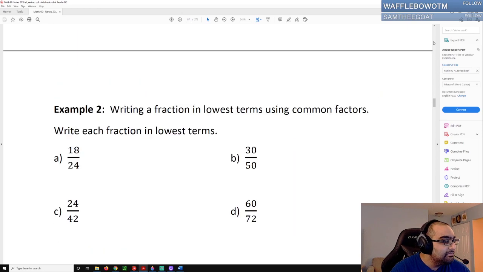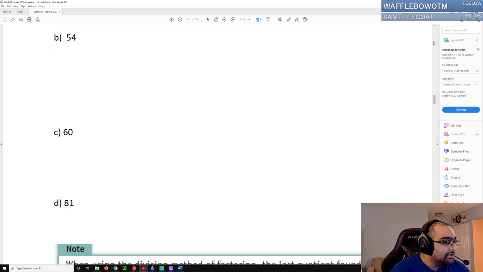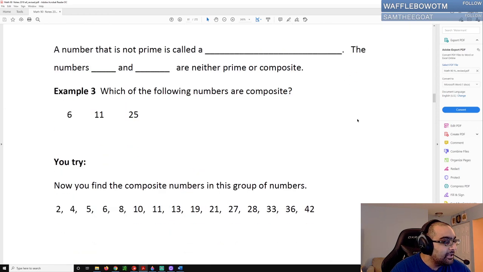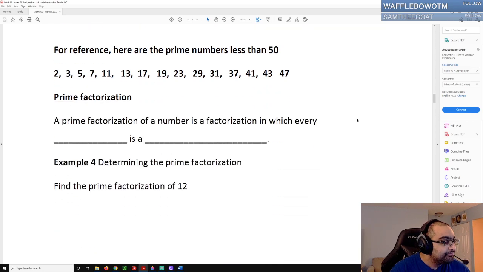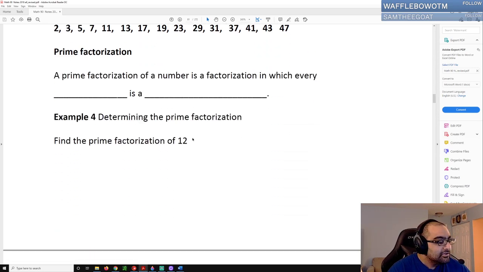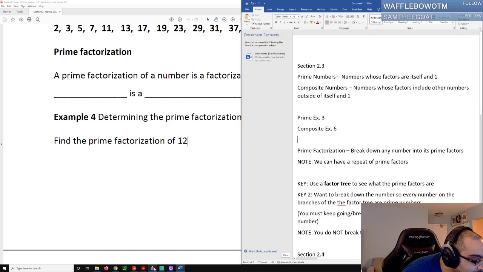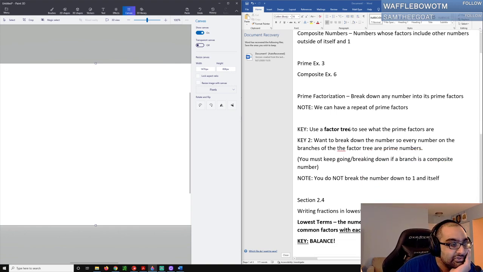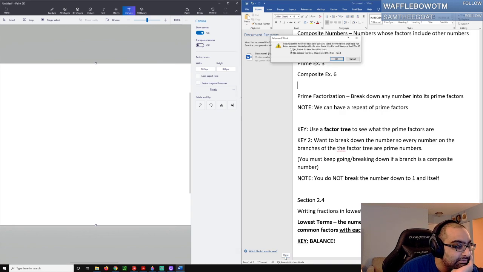So we'll go to the handout here. All right. The first thing we'll do is find the prime factorization of 12. For us to do this, we are going to use a factor tree.